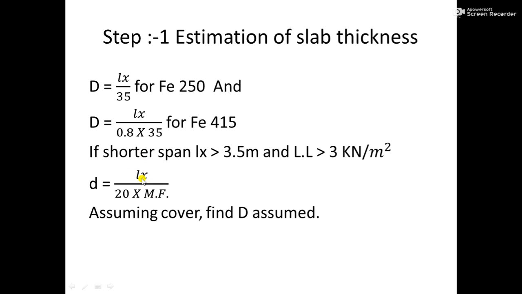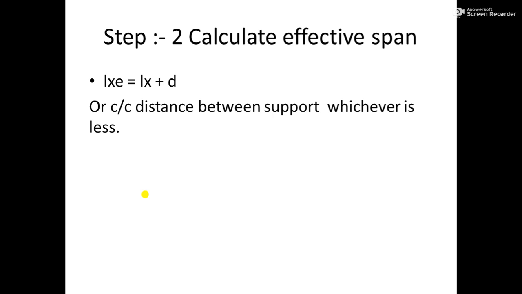Here Lx is considered, not Ly, because Ly is the longer span and Lx is the shorter span. While designing, you have to always consider the main steel span, that is Lx. Lx is the shorter span and main steel is always provided along the shorter span. So you have to consider the shorter span. Then step 2, calculate effective span.